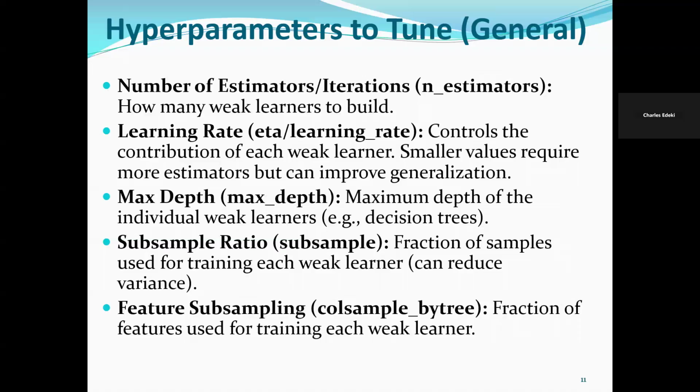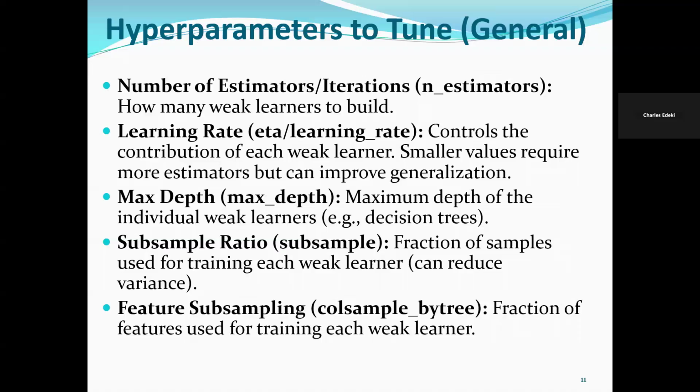Normally, the feature subsampling parameter controls the fraction of features. We know features are the columns. Randomly sample them when building each tree, at the different levels. It can be per tree or per split, etc. And this will introduce diversity and reduce overfitting.